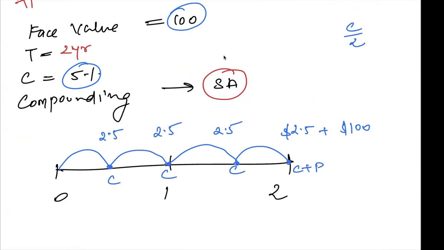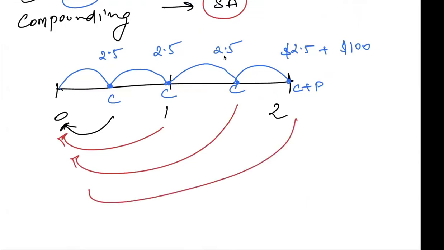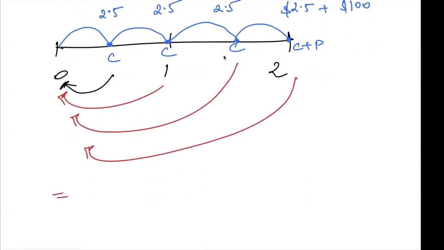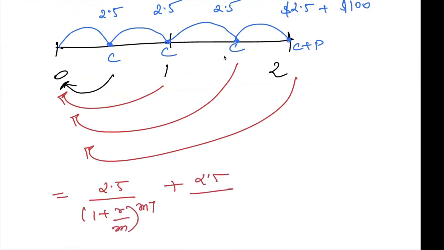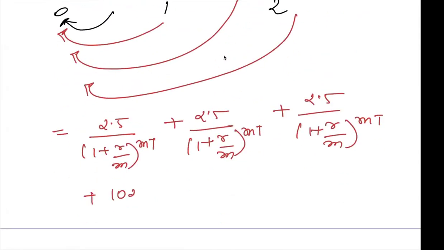But we all know that we are receiving this in future. So we need to discount all the cash flow, right? So the formula is what? 2.5 over (1 + r/m), we have seen this formula. Similarly, 2.5 over (1 + r/m) squared plus 2.5 over (1 + r/m) cubed plus 102.5 over (1 + r/m) to the fourth.